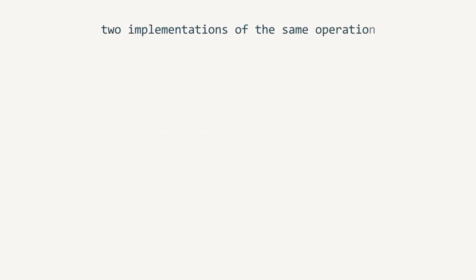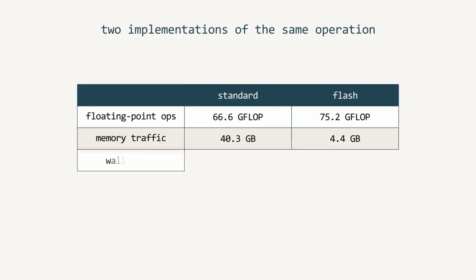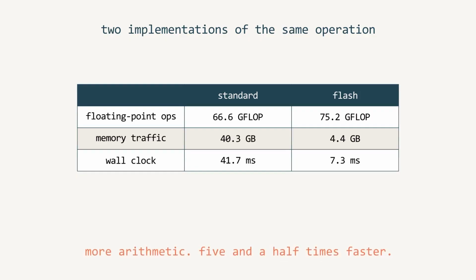Two implementations of exactly the same operation. Same inputs, same outputs, same maths. The second one does more arithmetic, about 13% more floating point operations. It runs 5.5 times faster. Not 5%, 5.5 times while doing more work.